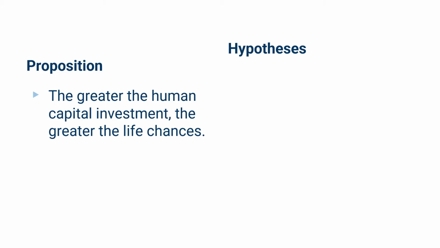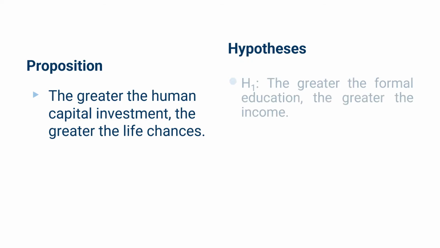For example, this is the proposition: the greater the human capital investment, the greater the life chances. Actually, this one we got from the theory of Darwin. Remember the abstract concepts of survival and adaptability. The greater the human capital investment, that's the adaptability side; the greater the life chances, that's the survival side. So from those abstract concepts in the theory, we came up with a proposition. And from the proposition, we will come up with more empirically testable hypotheses.